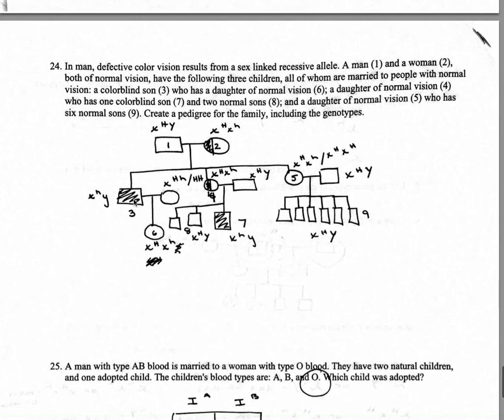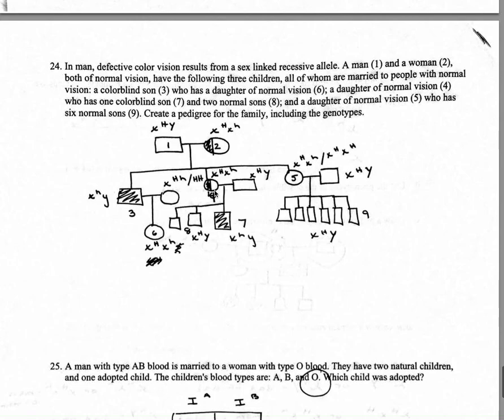Now, I'm going to keep going through this. So the colorblind son has a daughter who has normal vision, okay? So we know that the X little h had to go to the daughter, which means his wife could be either X big H, because she just has to give one X big H, or the wife could have been X big H, X little h. We're not sure. So I don't half color it in. I just leave it as it is.